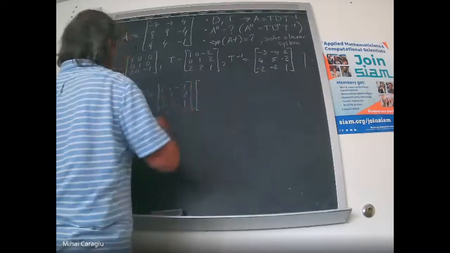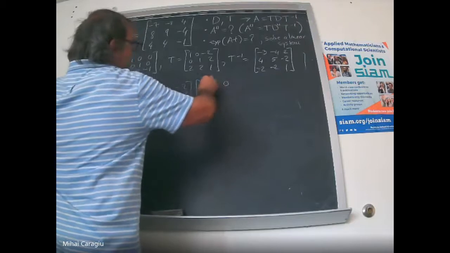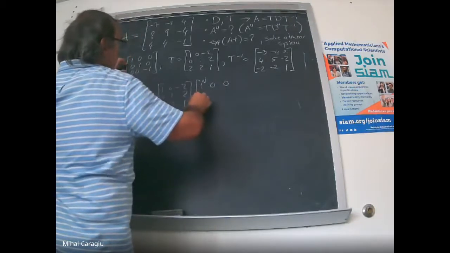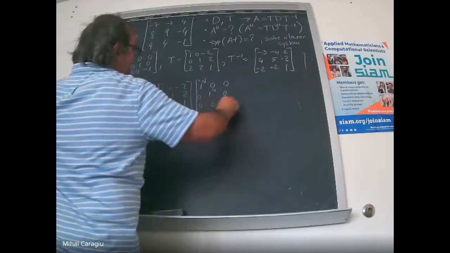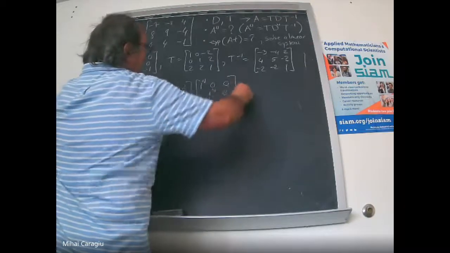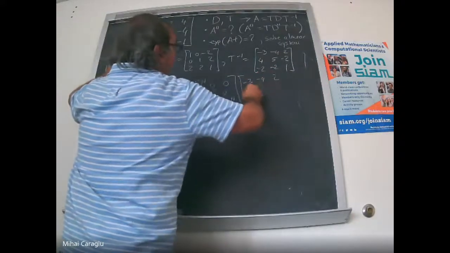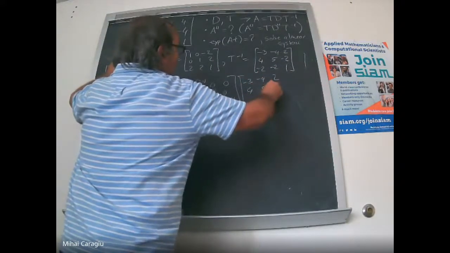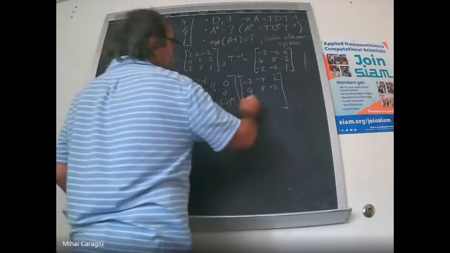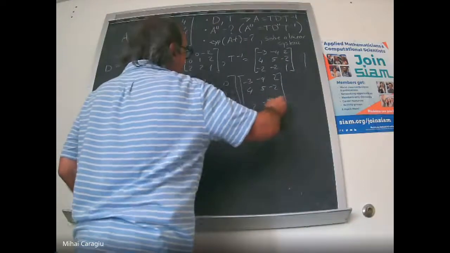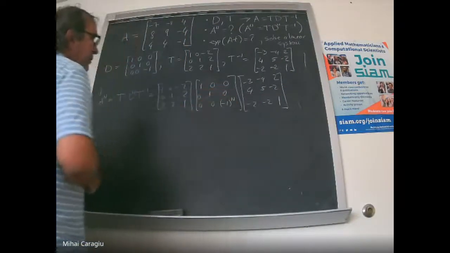D to the power n is 1, 0, 0. So 1 to the power n, then 1 to the power n, 0, 0, 0, 1 to the power n, 0, 0, 0, minus 1 to the power n. Times T inverse, which will be minus 3, minus 4, 2, 4, 5, minus 2, minus 2, minus 2, 1. So 1 to the power n is 1. Let's keep the 1s here, and then minus 1 to the power n.